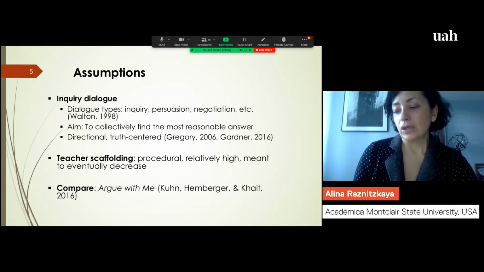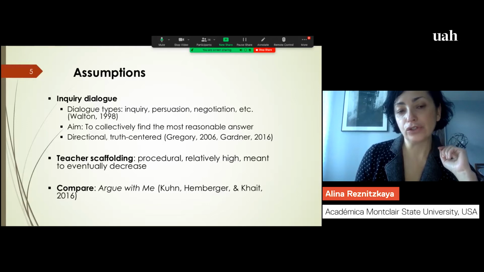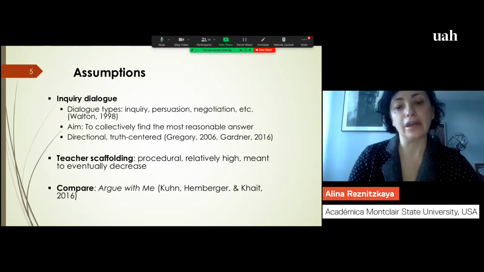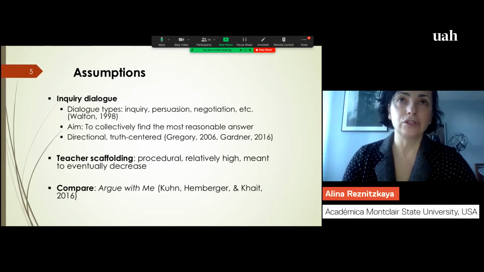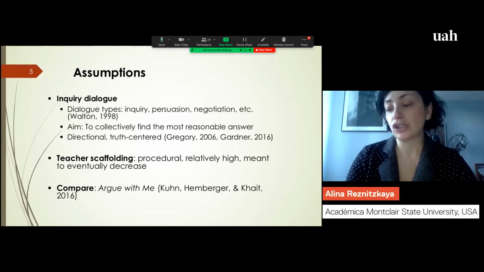And this goal of finding the most reasonable answer requires a certain rigor in the way that students participate in the discussion. That's why it places heavy demands on both teachers and students, because they have to not only express what they think, but listen to what others think, relate their statements to what others say, find flaws in others' arguments, and all of this has to happen in real time. So we assumed, and based on evidence from other studies, that these kinds of skills are not readily available for both students and teachers.